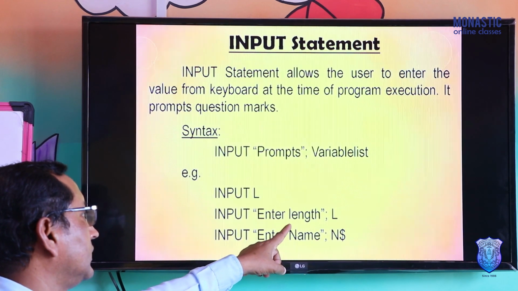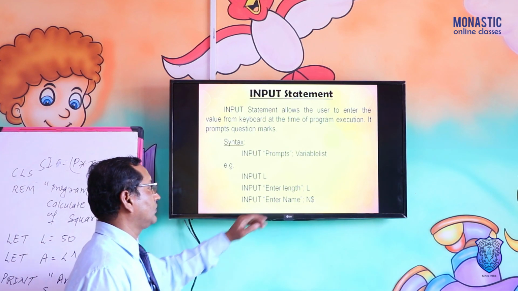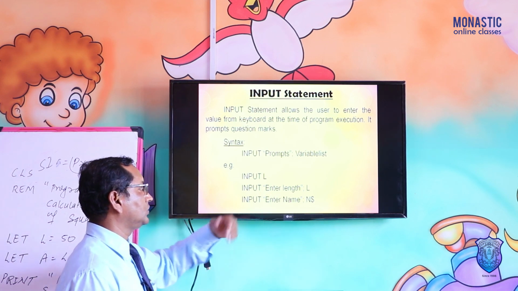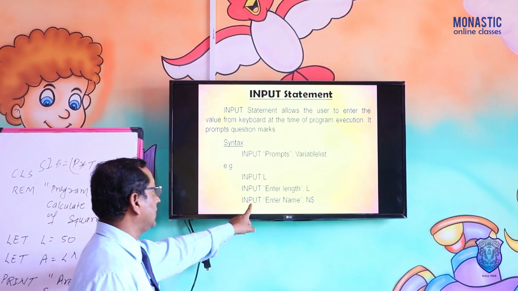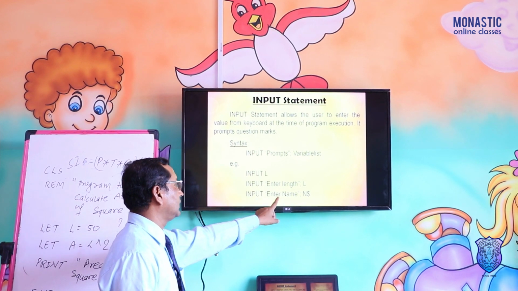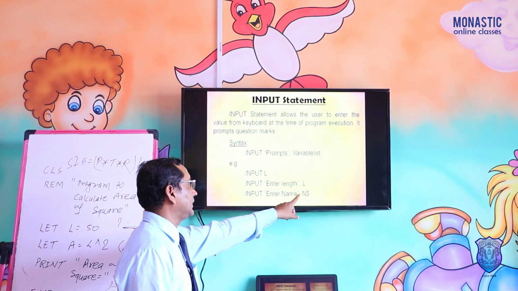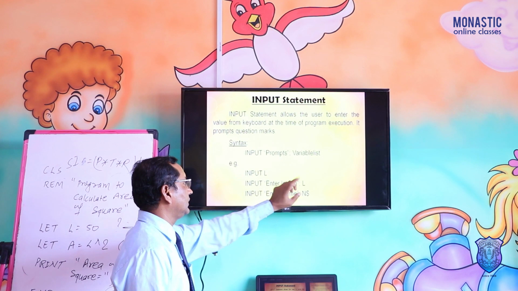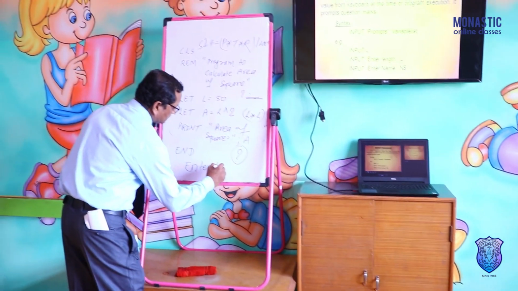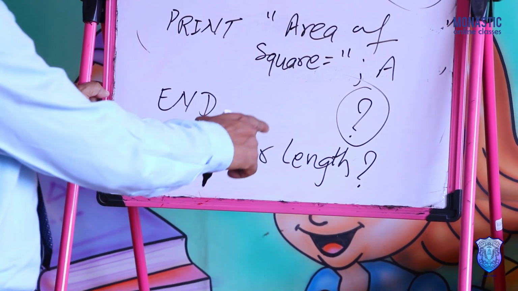INPUT, enter length. If you want to be more clear, length of what? You can write, enter the length of rectangle, enter the breadth of rectangle. So this is the method. Same as INPUT enter name. When you execute the program, it will prompt there: enter name, then question mark. Enter length, then question mark. See here. Enter length, then there will be the question mark. So it's very clear now.